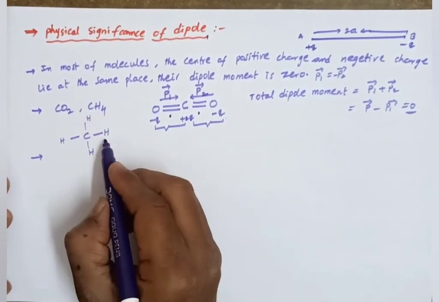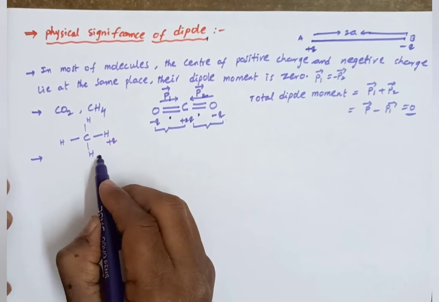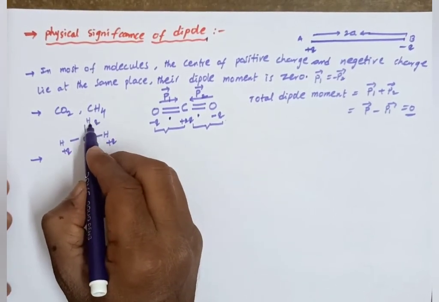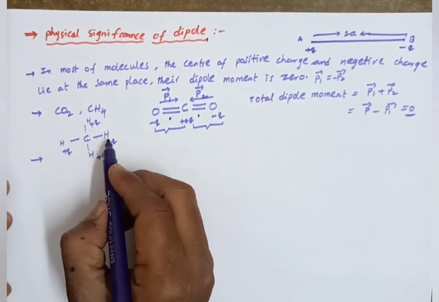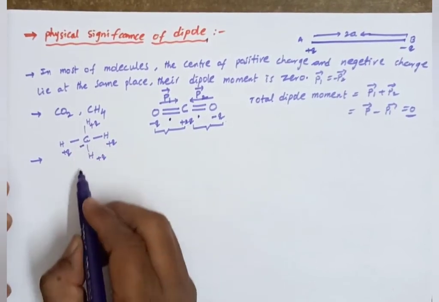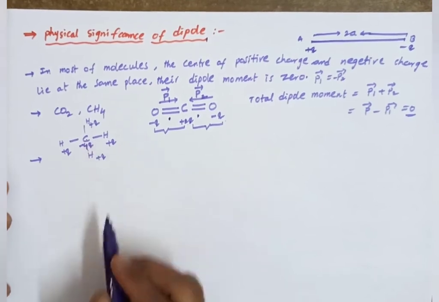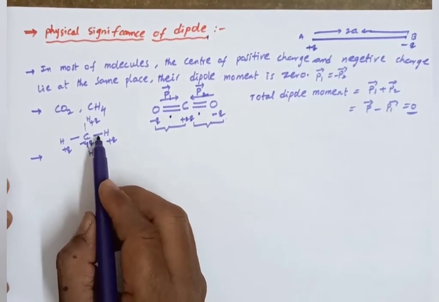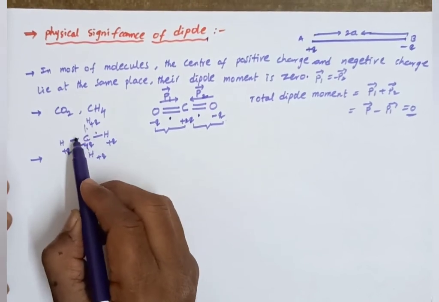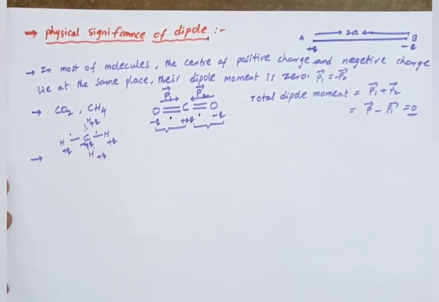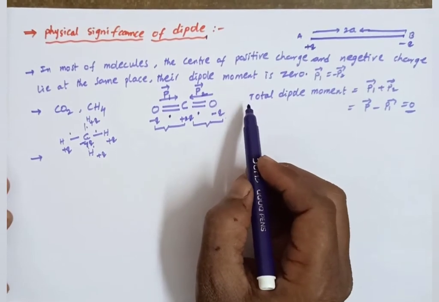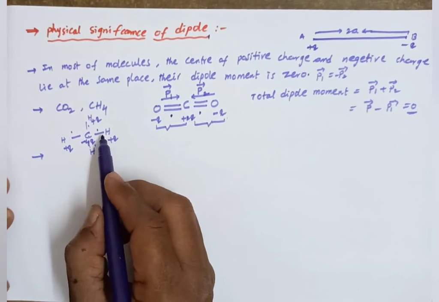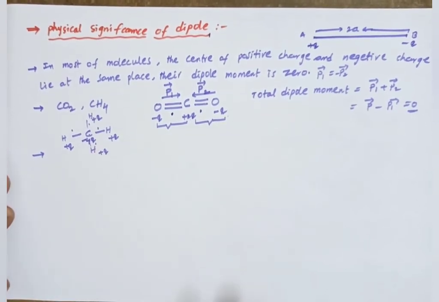In this methane, this is plus Q, this is plus Q, this is also plus Q, this is also plus Q. So the carbon has minus 4Q. So the center is here, the centers are here. The total dipole moment of this methane CH4 is 0.